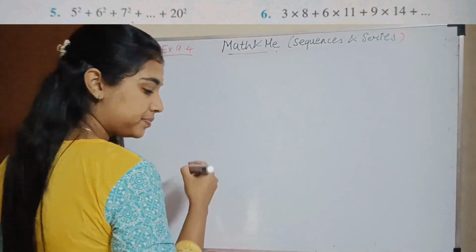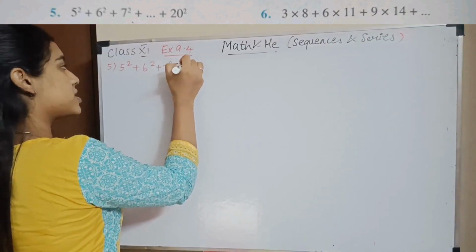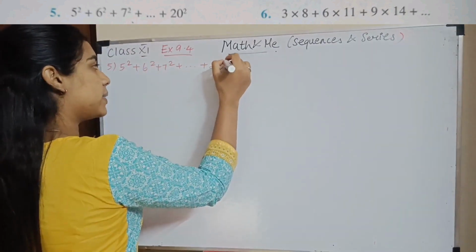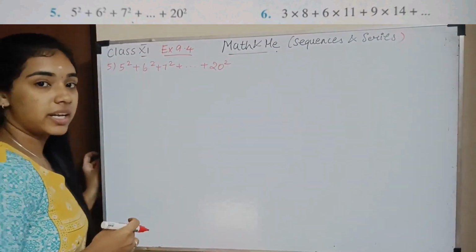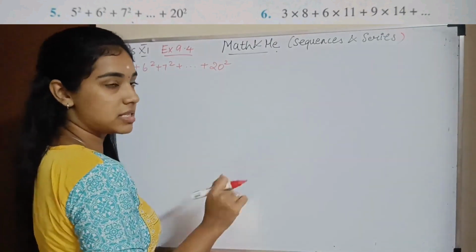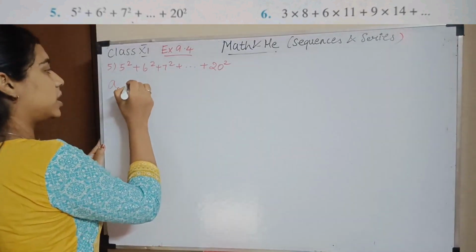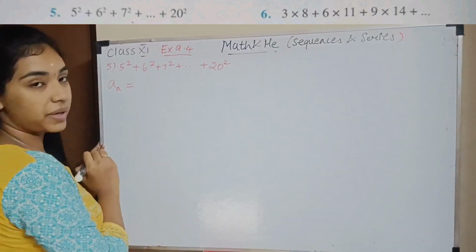Question number 5. 5 square plus 6 square plus 7 square and so on plus 20 square. So this is not an infinite sequence, not n terms. They have given the last term. So now let me write my nth term. How do I write my nth term?